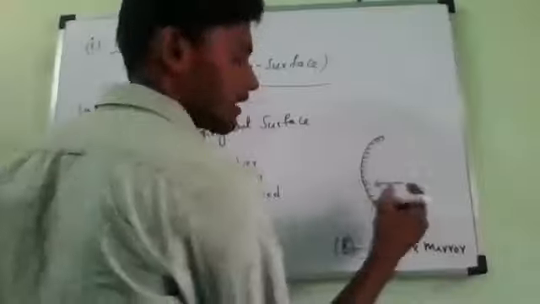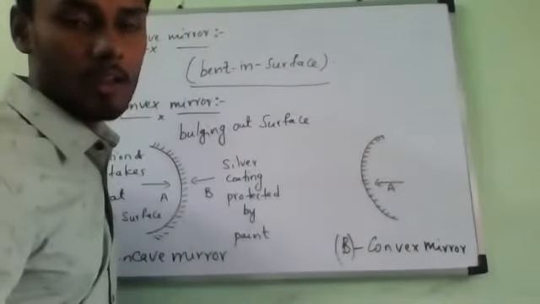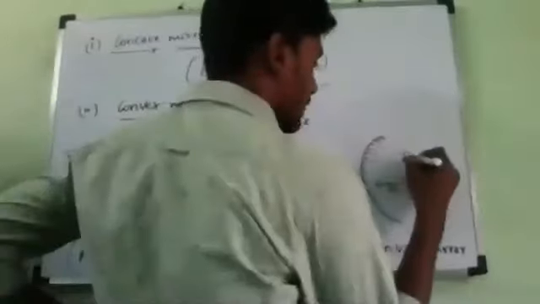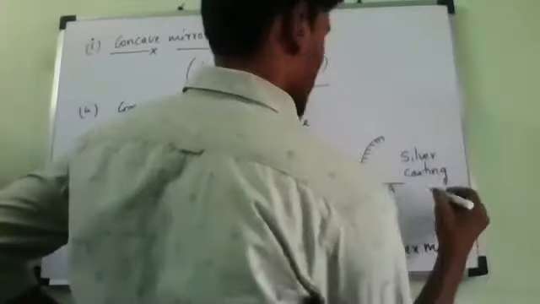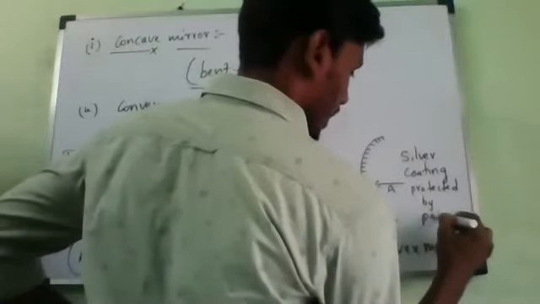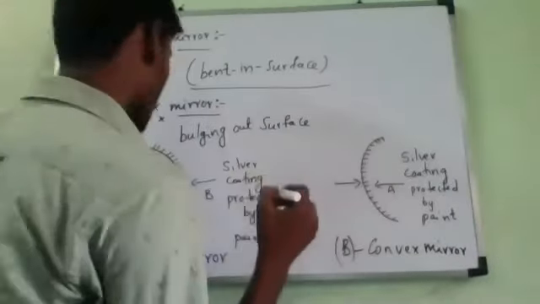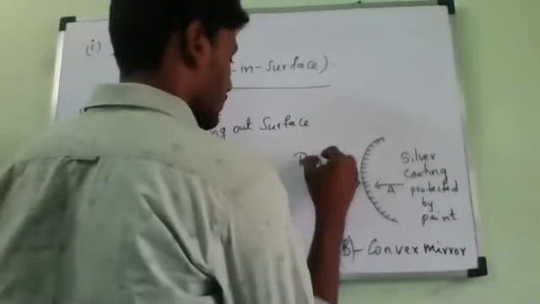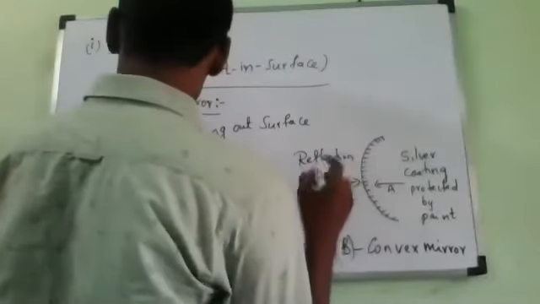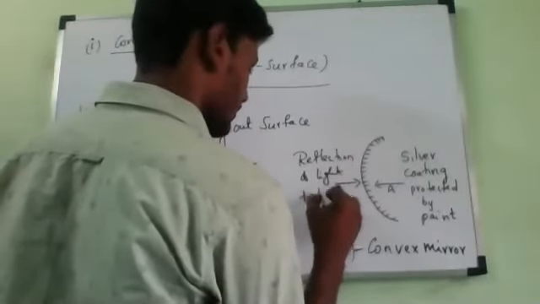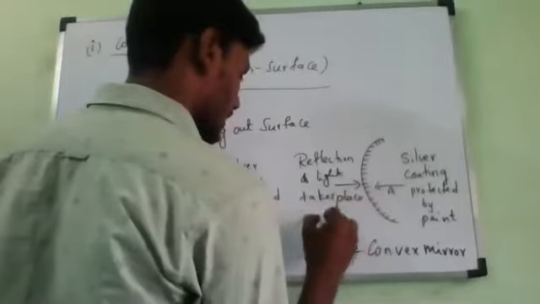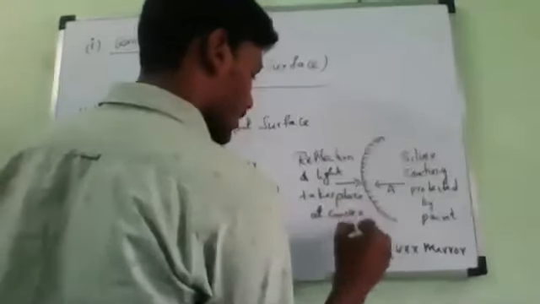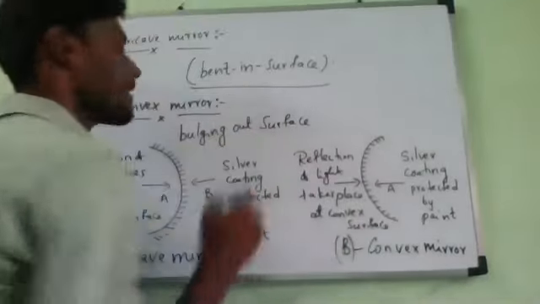Now, let me imagine this is A. A means what will it come? Silver coating protected by paint. Now B surface. Girls also you can say. What is that? Reflection of light takes place at the convex surface. Convex. So the convex surface is called the bulging out surface.